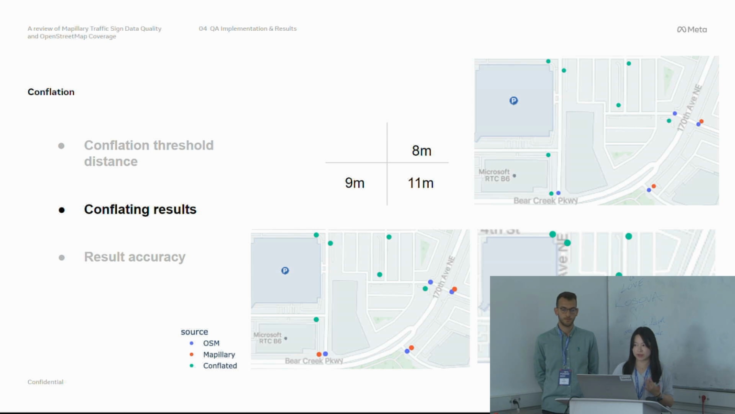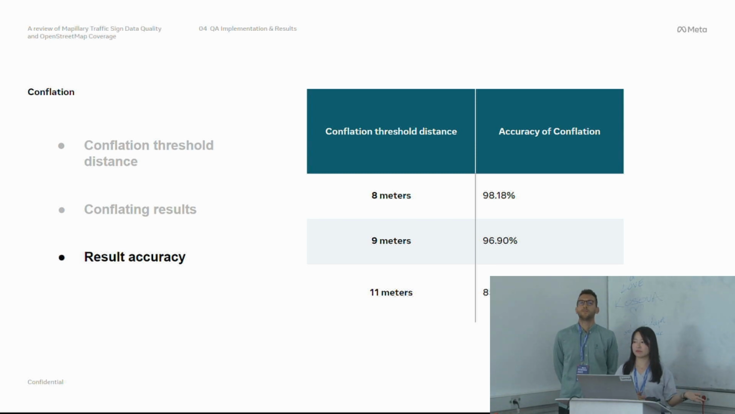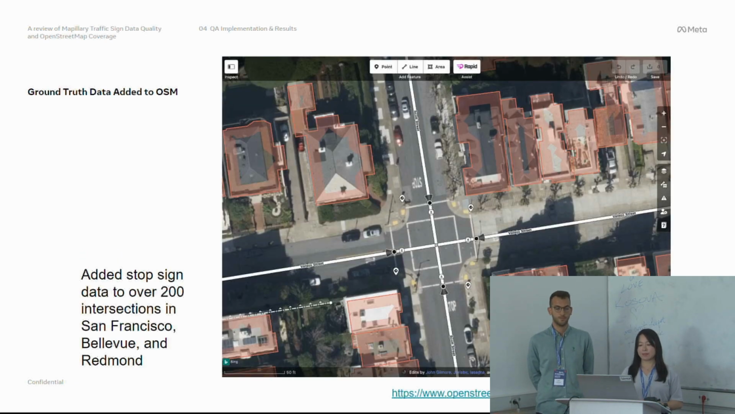But we still have 3 candidate distances here, and we can only use one as our final result, so we want to know which one has the best accuracy. We evaluate all the conflation results from all these 3 candidate distances, and find that the 8 meters distance actually has the highest accuracy of conflations based on our evaluations. So at the end, we use the conflated result from the 8 meters distance and then add it to OSM. By far, we added data to over 200 intersections in all these 3 areas of interest on OSM.